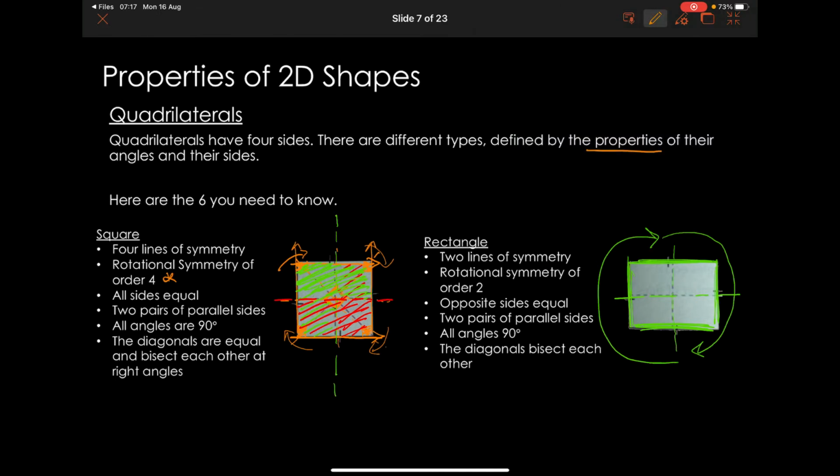And then on top of that, it has 2 sets of parallel lines. That way, that way, that way, and that way, which is pretty obvious, I guess. All angles are 90 degrees again, and the diagonals bisect each other. Okay, that means that if I drew a diagonal line, they would bisect in the middle. That doesn't mean that they are lines of symmetry, though. So there's the first 2.